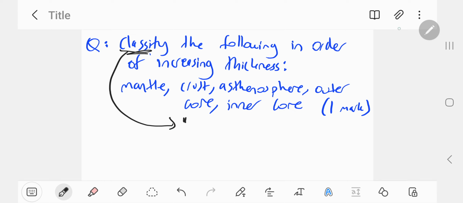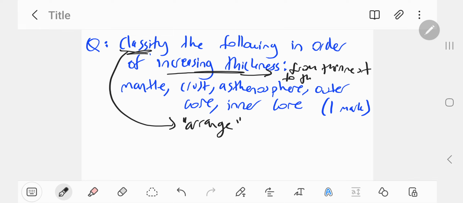Classify, the verb classify means arrange. Basically means arrange. In this case, we need to arrange in order of increasing thickness. Now, over the years, I've seen students get questions like this wrong because they misinterpret it. Increasing thickness means from thinnest to thickest. Students tend to get it the other way around.